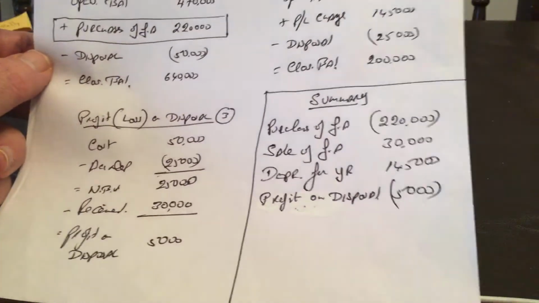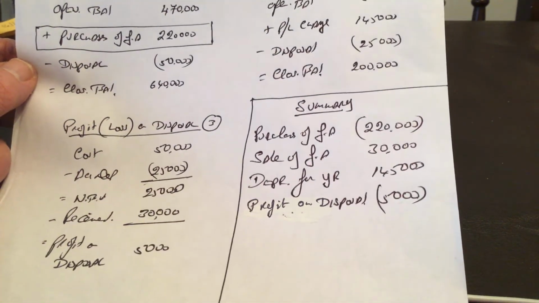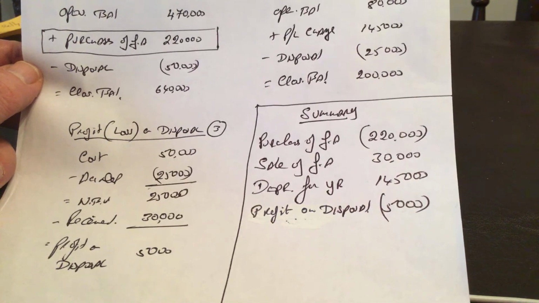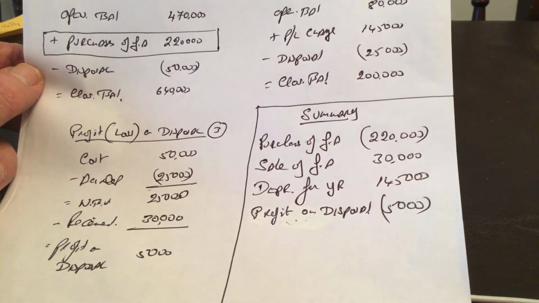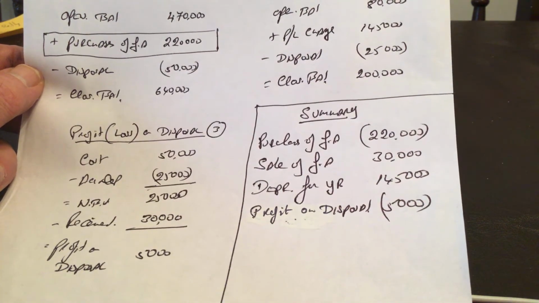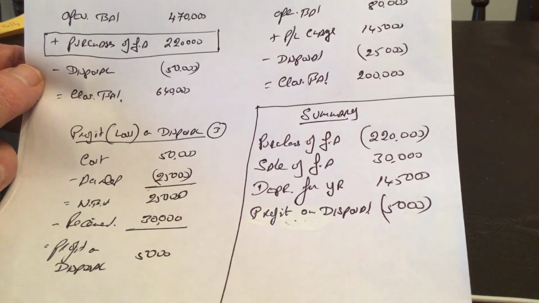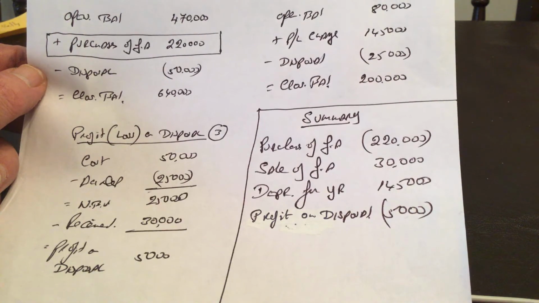We now have to do a summary of all of that work. Purchases of fixed assets 220,000. It's in brackets because it's money leaving the factory. The sale of fixed assets is 30,000. It's money coming into the factory.